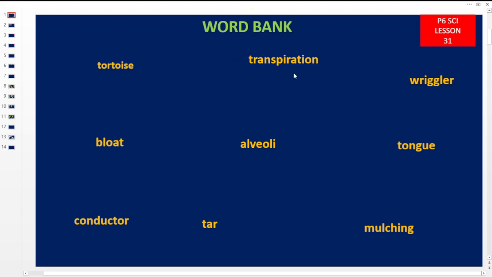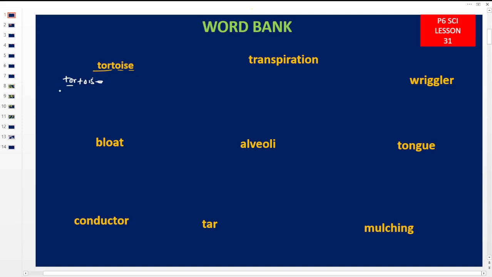In this lesson number 31, we are now going to start with our word bank here. As usual, we normally start with that word bank, and there are 9 words. Let us start with this word here. This word is read as tortoise. However, some of you mispronounce it.